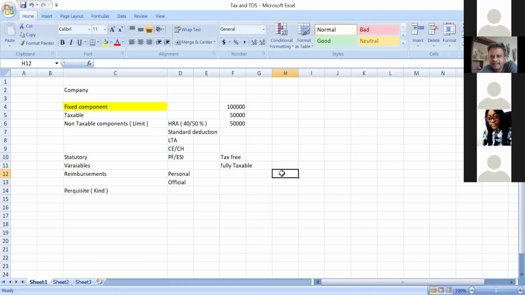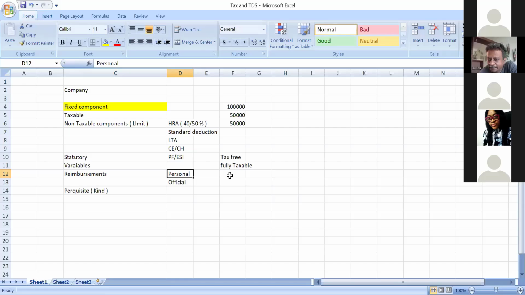So reimbursements, personal reimbursements of any type. And remember, for reimbursements, you need to have a bill. This is very important. When you give the employer reimbursement, you should try to include only official reimbursements, no personal reimbursements. Normally you should have some accompanying documentation to show that this was used for official purpose.